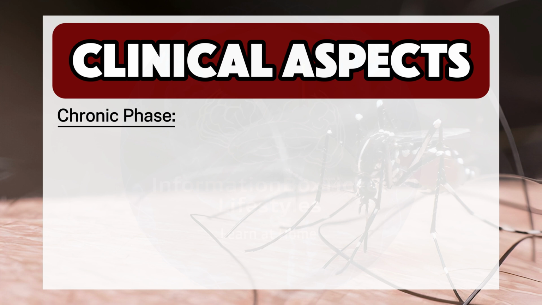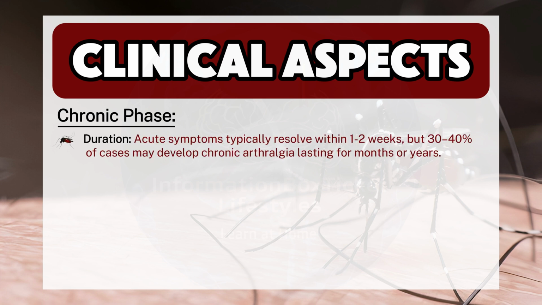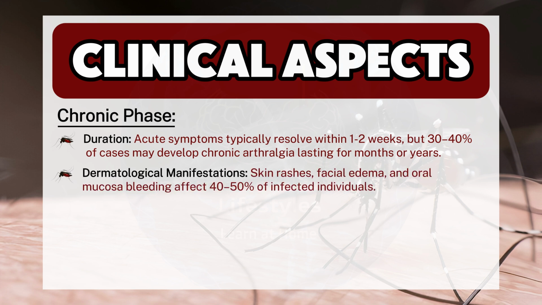Chronic phase. Duration. Acute symptoms typically resolve within 1-2 weeks, but 30-40% of cases may develop chronic arthralgia lasting for months or years. Dermatological manifestations. Skin rashes, facial edema, and oral mucosa bleeding affect 40-50% of infected individuals.